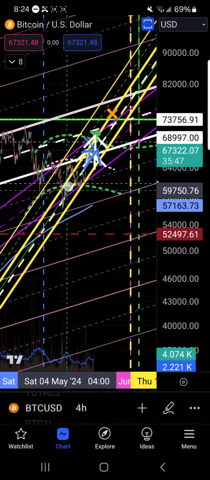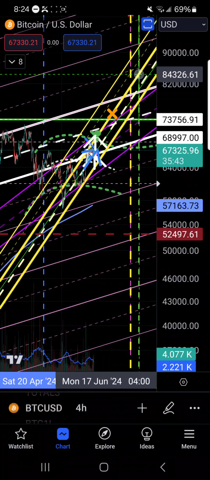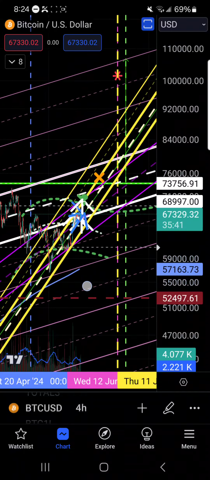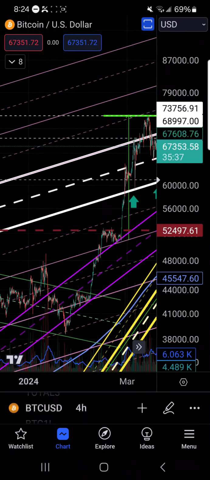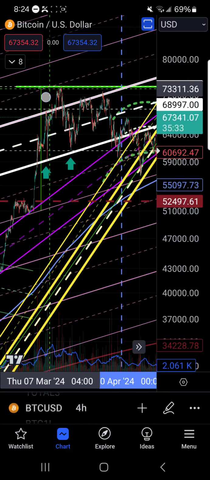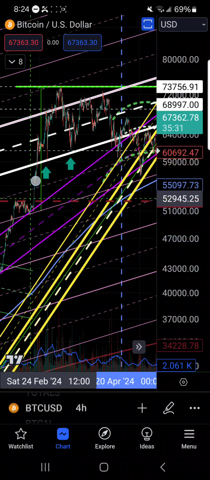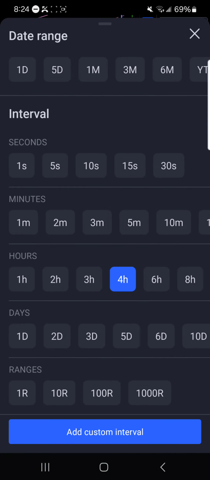And then, if we continue in this fashion here, that would be. So those channels are kind of parallel to this action here. So there you have that. One last thing I want to do is look at a monthly chart and see.